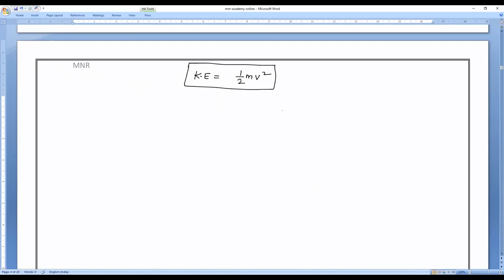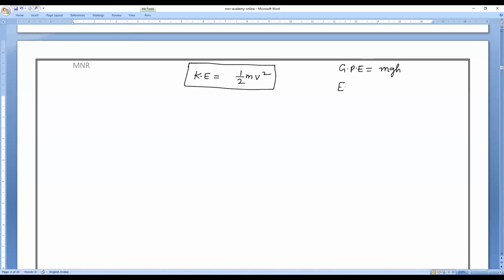Before that, we studied types of potential energy also. So potential energy is of two types. One is gravitational potential energy. Can you tell me what is the gravitational potential energy formula, please? mgh. Yes. So the gravitational potential energy formula is mgh.